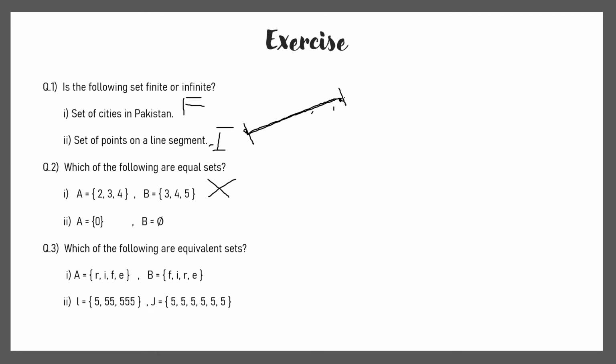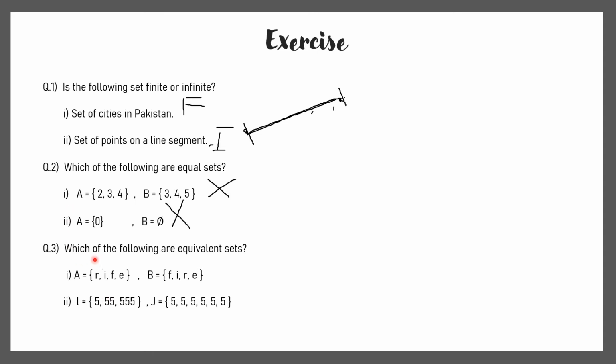Okay, this one, here A is a set which contains only one element, that is 0. It is a singleton set, and B is an empty set. So here the number of elements is 1 and here the number of elements is 0, so they are also not equal sets.